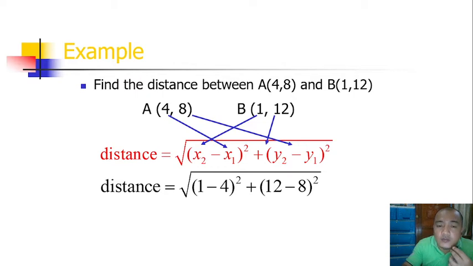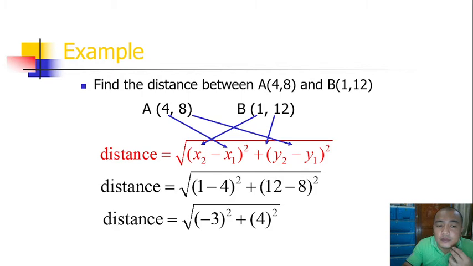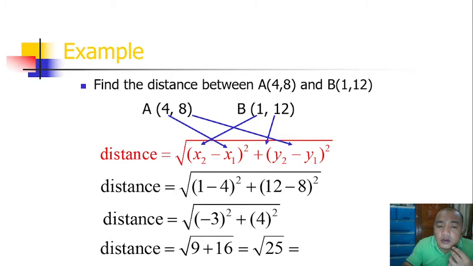Then what is 1 minus 4? Negative 3 quantity squared plus 12 minus 8 is 4 quantity squared. So negative 3 squared is 9 plus 4 squared is 16. 9 plus 16 is 25, and what is the square root of 25? It's equivalent to 5. So the distance between point A and point B with the given coordinates is 5. Okay, that is the distance between these 2 points.